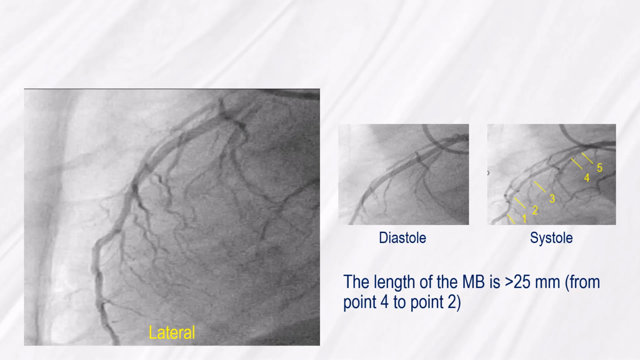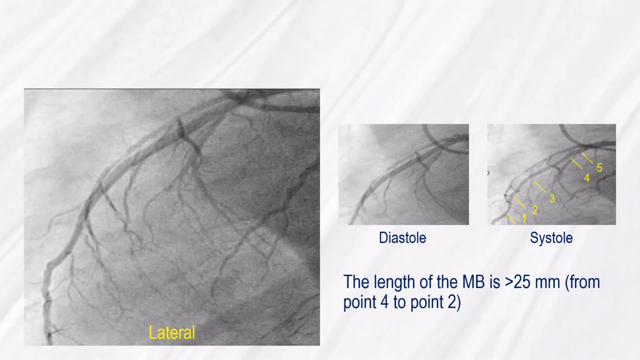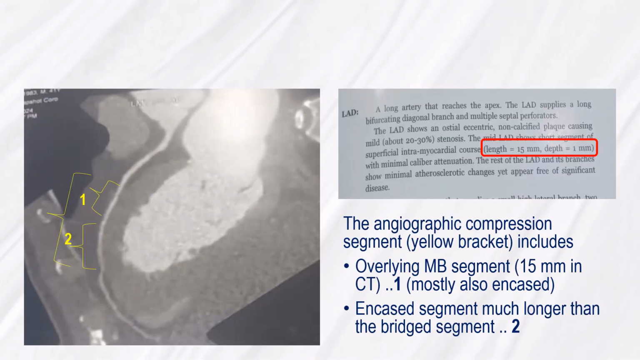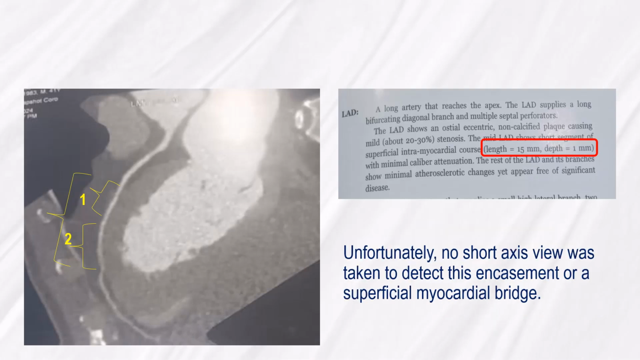Angiographically, the length of the bridge is more than 25 millimeters, from 0.4 to 0.2. In this case, the angiographic compression segment, yellow bracket, includes the overlying myocardial bridge segment, which is 15 millimeters in the CT, mostly also encased, and the encased segment is much longer than the bridged segment. Unfortunately, no short axis view was taken to detect the encasement or a superficial myocardial bridge.